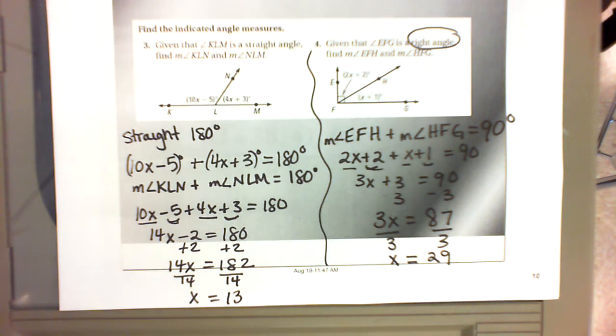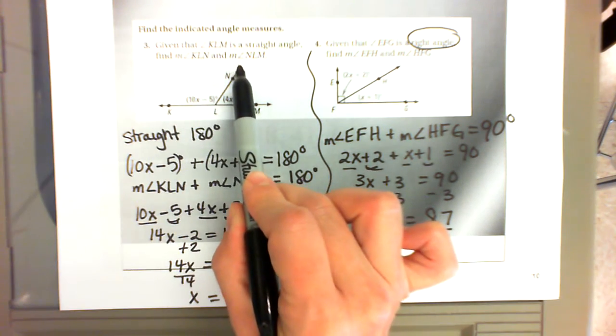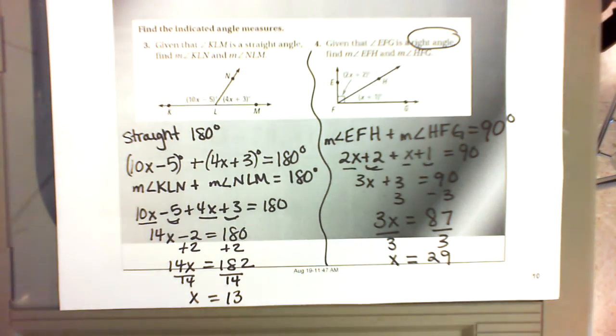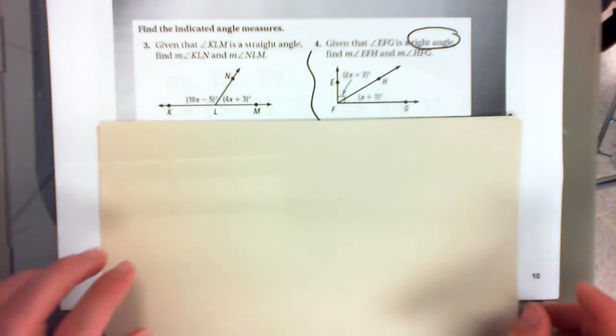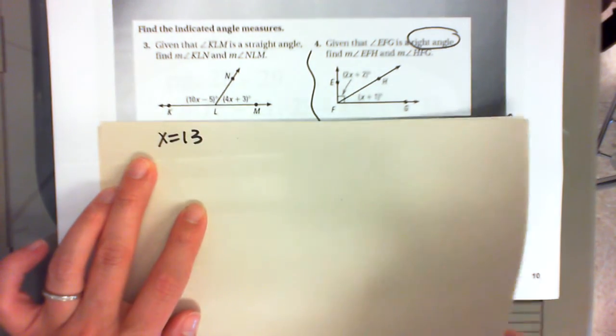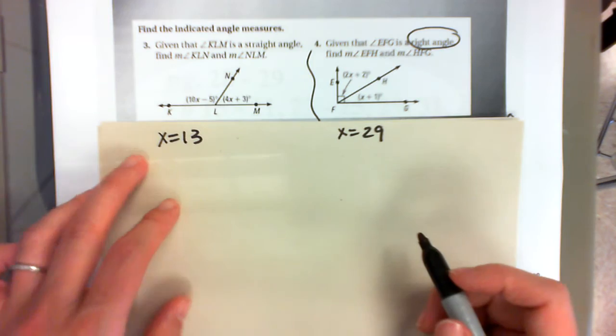Now, we needed to find the measure of the angles for both of these problems. So I found x, but I need to make sure to read the instructions carefully. So if I find x, I'm not finished. It says find the measure of angle KLN, find the measure of angle NLM, find the measure of angle EFH, and the measure of angle HFG. So to do that, on the left-hand side, we know that x equals 13. And on the right-hand side, we know that x equals 29. All we do is substitute in and evaluate.